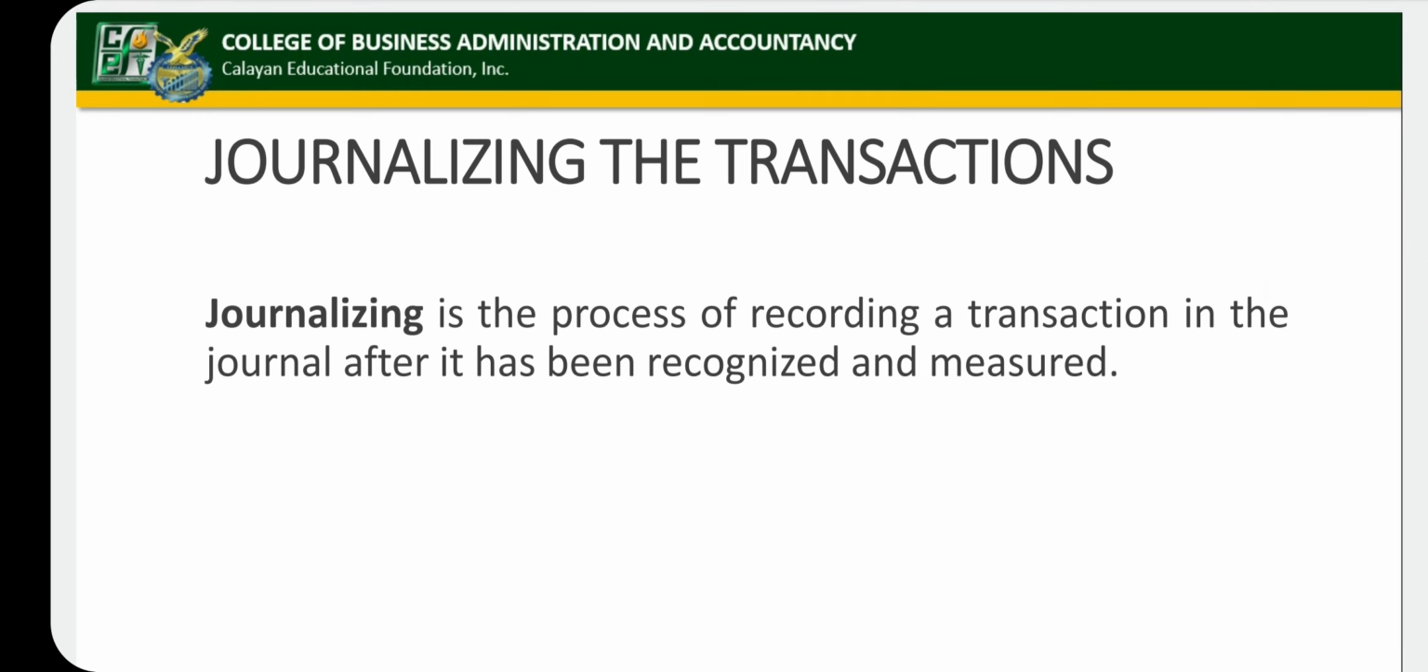Let's now proceed to journalizing the transactions or to the preparation of journal entries as the number 2 step in the accounting cycle. So, journalizing is the process of recording a transaction in the journal after it has been recognized and measured. Again, if a business transaction does not involve financial or money or anything that is measurable, if it is non-measurable, then ignore it, okay?